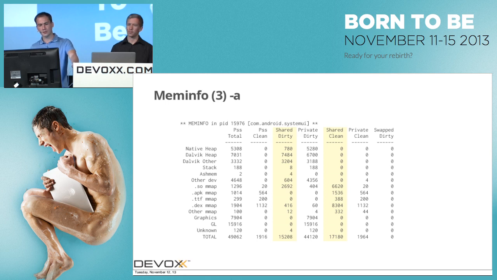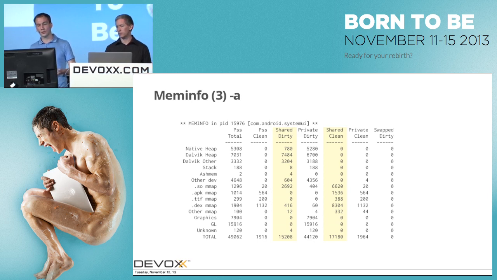Dalvik other is just extra stuff that Dalvik uses. For instance, it's the JIT cache or garbage collection information. And if you look at the shared clean and you look at all the M-maps, you can see that we're able to M-map a lot of stuff, again on your behalf, and we can share all that between our applications. So we have 17 megabytes of shared clean memory that are shared between all the applications. It's a lot of code, so .sos, a lot of DEX, that's all the framework code, and a couple megs of fonts and assets.